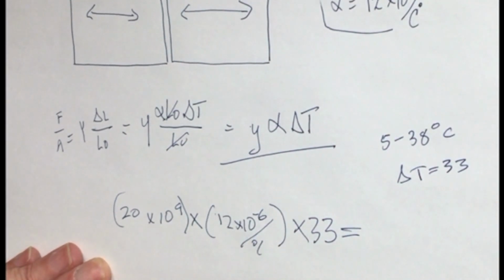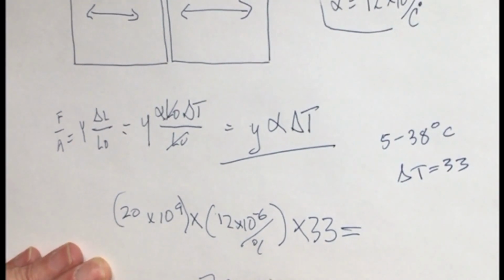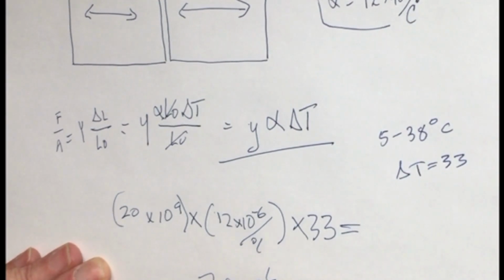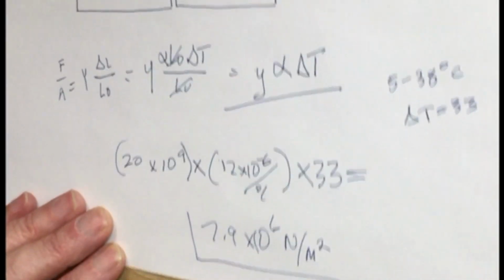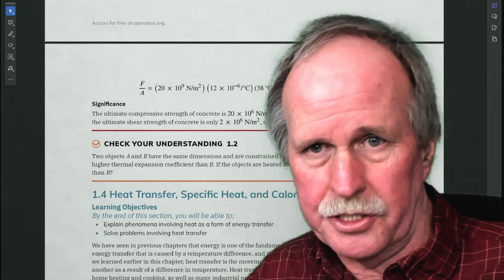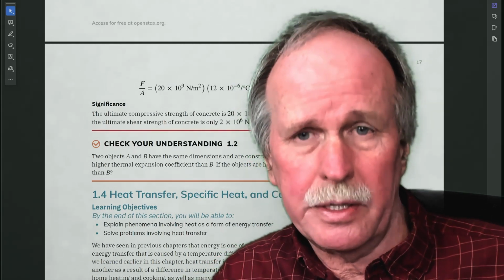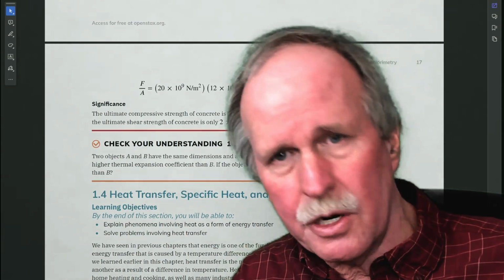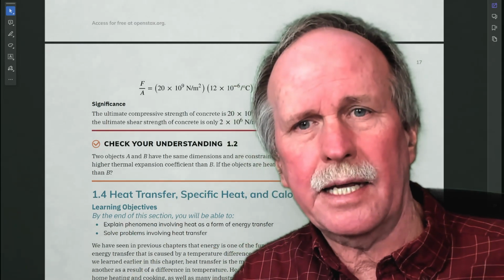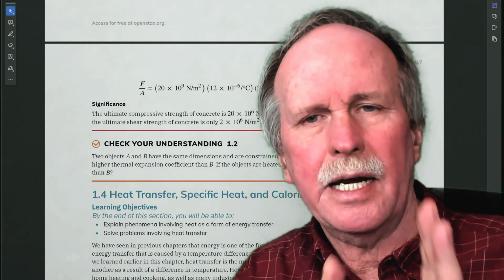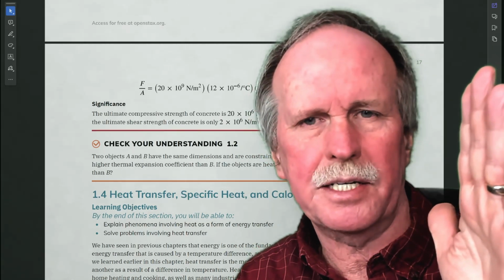And if you put that all together, you get 7.9 times 10 to the 6th newtons per meter squared. That is a lot of newtons. However, concrete is extremely strong in compression. It is stronger than that, so it will not crack in compression. However, in shear force, it's much weaker, and as a result, it'll chip from side to side.